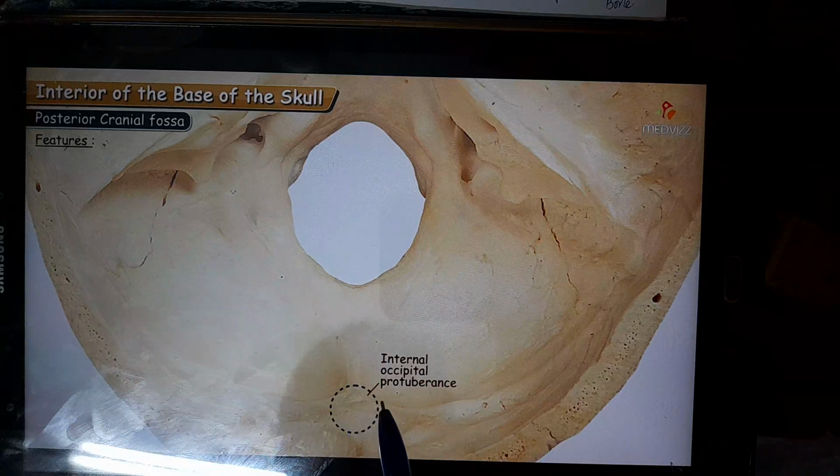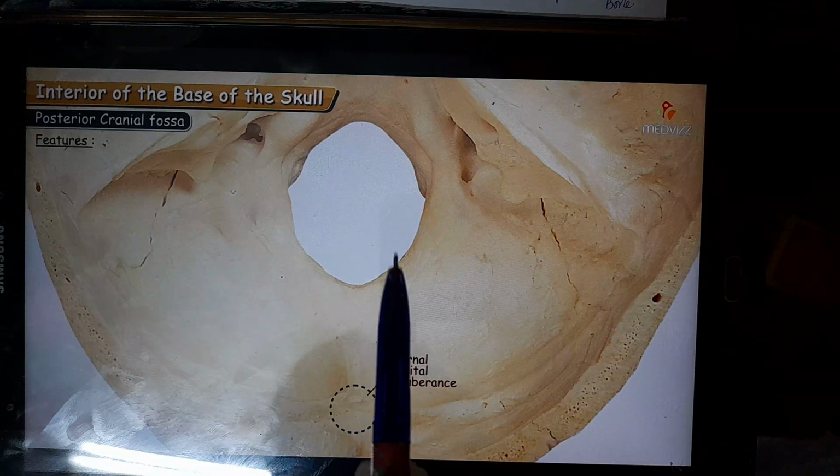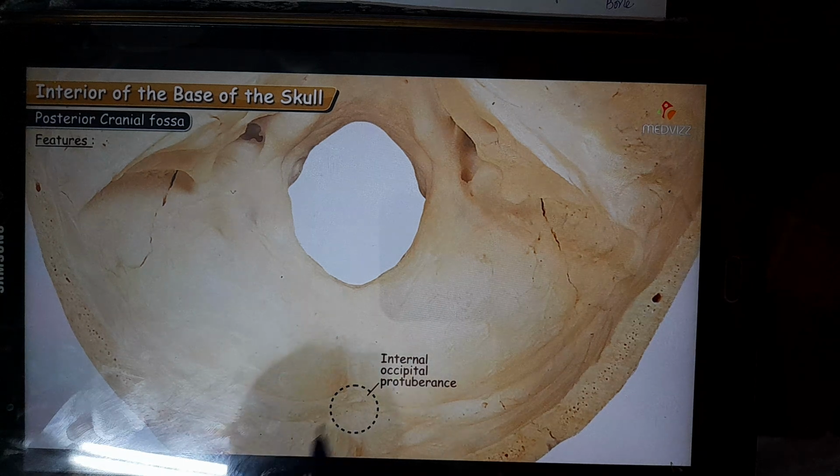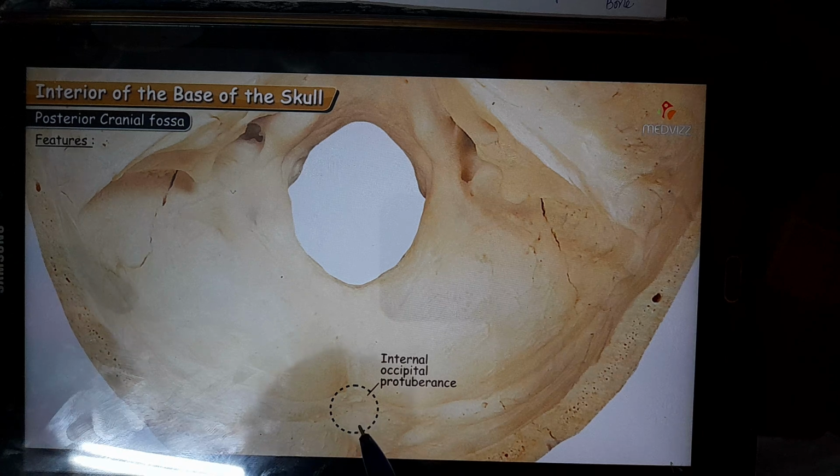Then over here we have the internal occipital protuberance, that is just opposite to the external occipital protuberance. It is actually the portion where the confluence of sinuses, your superior sagittal sinus, your transverse sinus, and the occipital sinus, all of them meet. So this is that portion, the internal occipital protuberance.